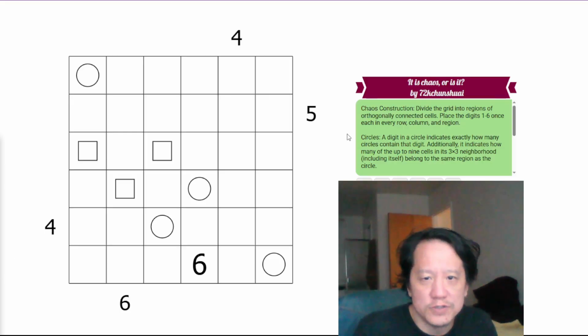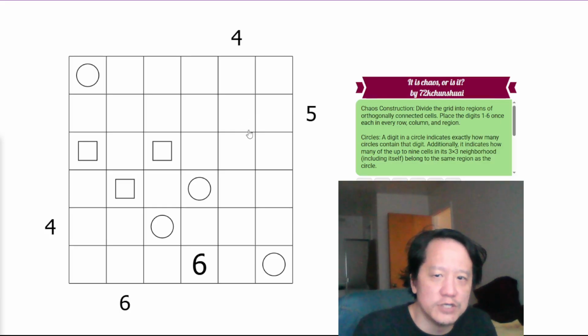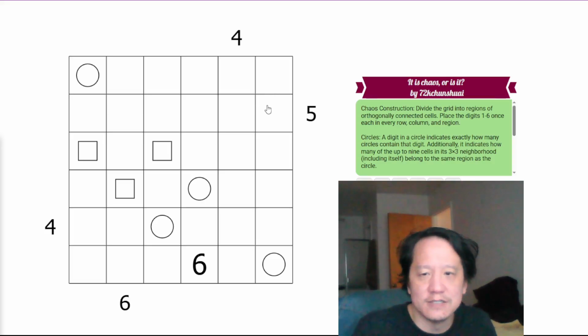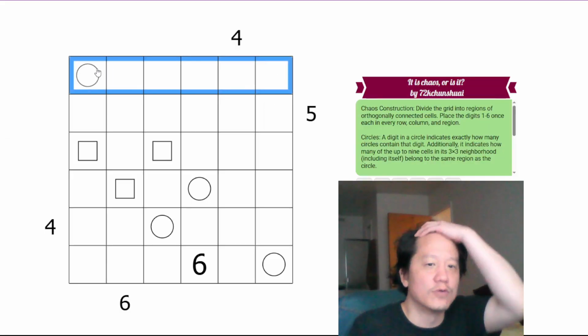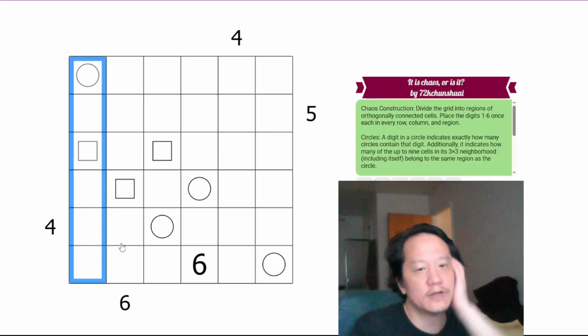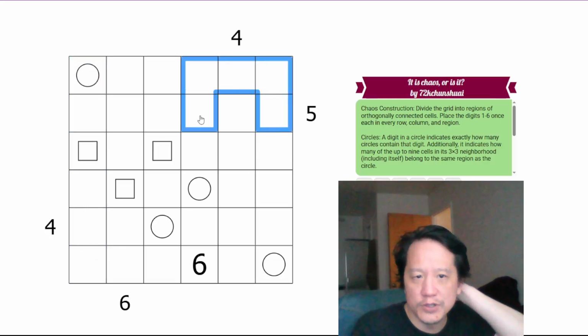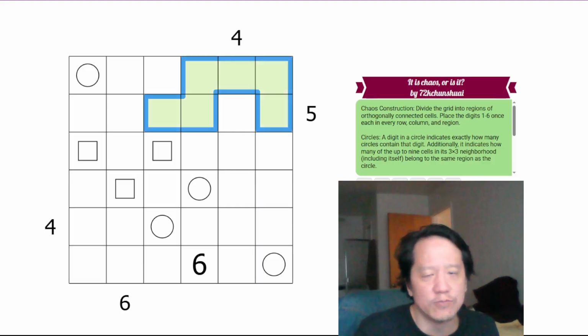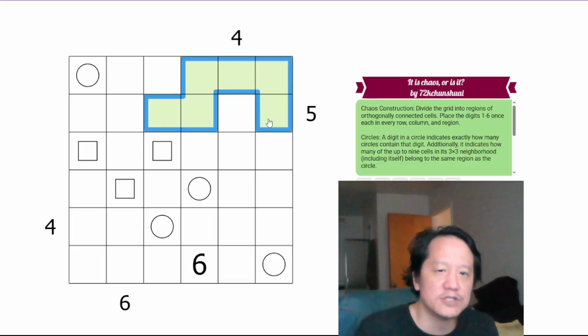Here are the rules. We have chaos construction rules where we need to divide the grid into regions of orthogonally connected cells. And we need to place the digits 1 through 6 once each in every row, column, and region. What is an orthogonally connected region? It's a region where you can go from any cell in that region to any other cell in the region just by going through edges, all while staying within the region.